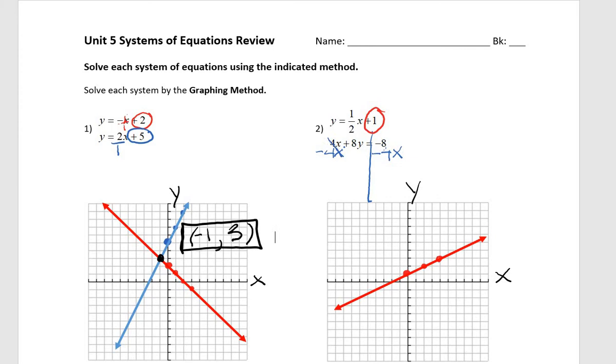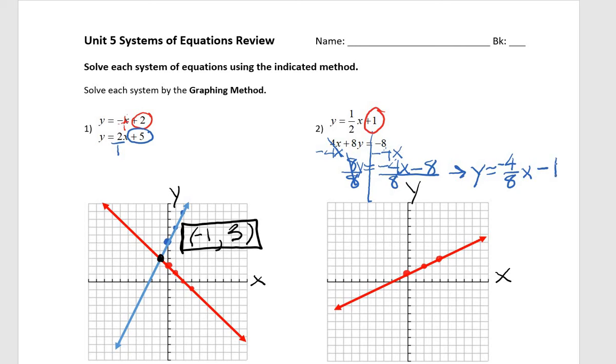So 4x minus 4x is 0. We get 8y equals negative 4x minus 8. After that, to get y by itself, I have to divide everything by 8. And so I would end up with y equals negative 4 divided by 8 is a decimal. So I'm just going to leave it as negative 4/8 x. You could simplify this to negative 1/2 x if you wanted to. Doesn't matter. And then negative 8 divided by 8 is negative 1.